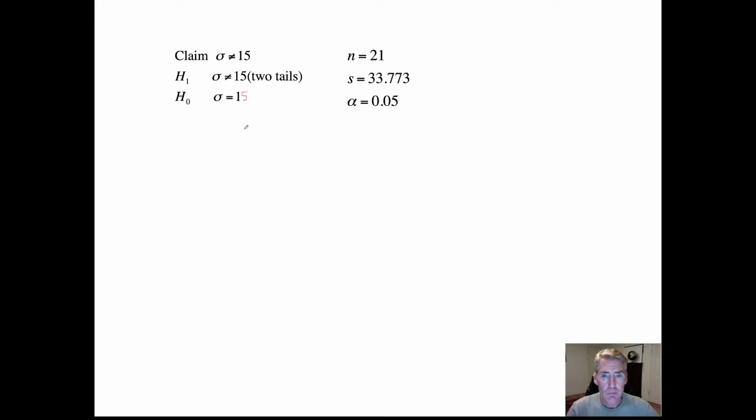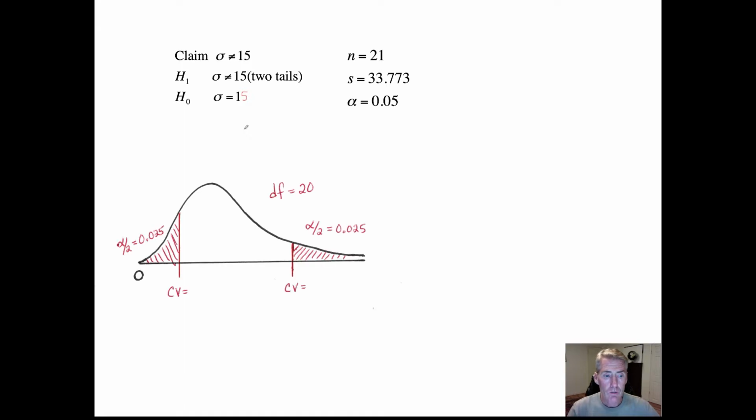Okay, so here's the sample information, and then we'll be using 95% level of confidence because in the directions I didn't say what to use for level of confidence, so use 95 as a default. And then draw the little picture. Degrees of freedom would be n minus 1, so that's 20. There would be 95% in the middle, and that leaves 2.5% for the left side and 2.5% for the right side. And then look up the critical values.